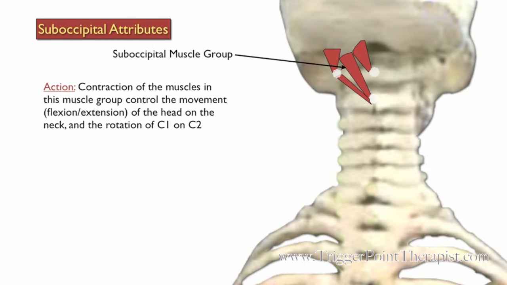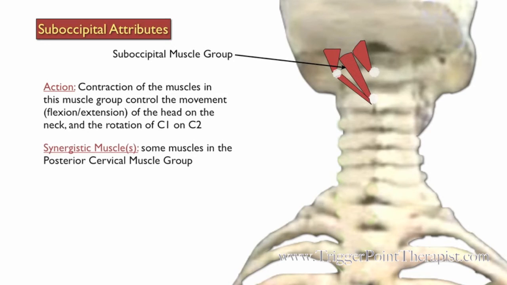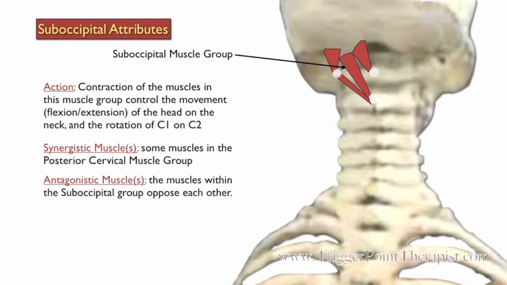Contraction of the muscles in the suboccipital group controls the movement, flexion, and extension of the head on the neck and the rotation of C1 on C2. Some of the muscles in the posterior cervical muscle group assist the suboccipitals, and the muscles within the suboccipital group oppose each other.